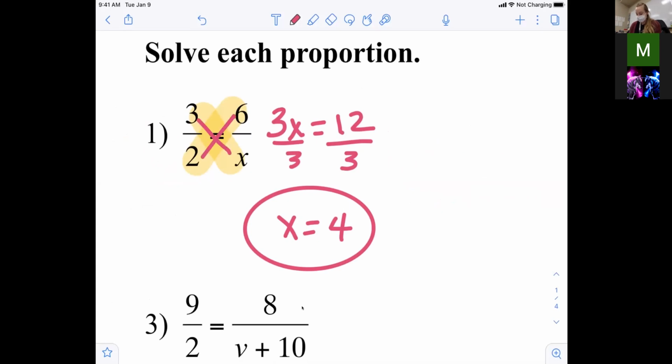3 times x is 3x. And then 6 times 2 is 12. Solve and get 4. Easy.